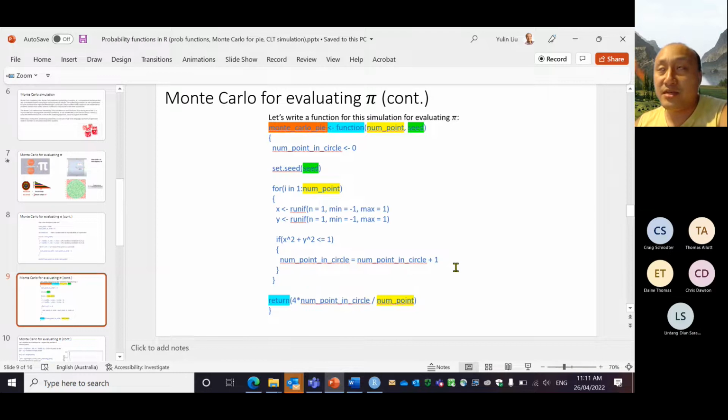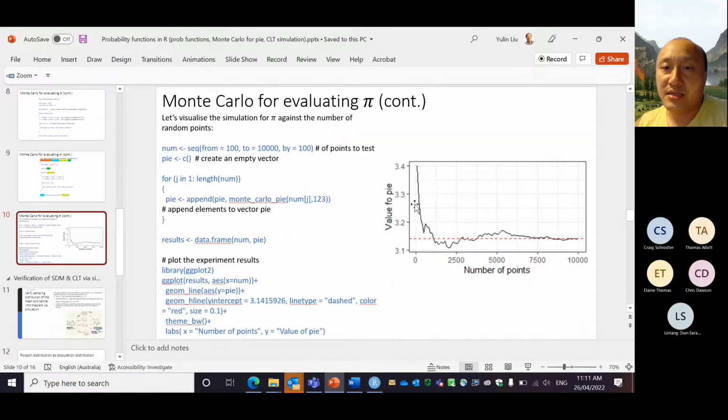And then in each experiment, we will get a pi value estimation or evaluation, and then we're going to plot the pi value evaluation against the number of runs in each experiment. And that I should expect to see something like this. As I increase the number of points in the experiment, the evaluation of pi will approximate 3.14. That is the true value.